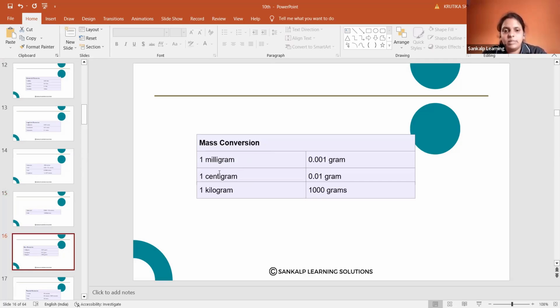So same, milli means 10 raised to minus 3, centi means 10 raised to minus 2, kilo means 10 raised to 3. Okay, so 1 milligram is equal to 0.001 gram. 1 centigram is equal to 0.01 gram. 1 kilogram is equal to 1000 grams.